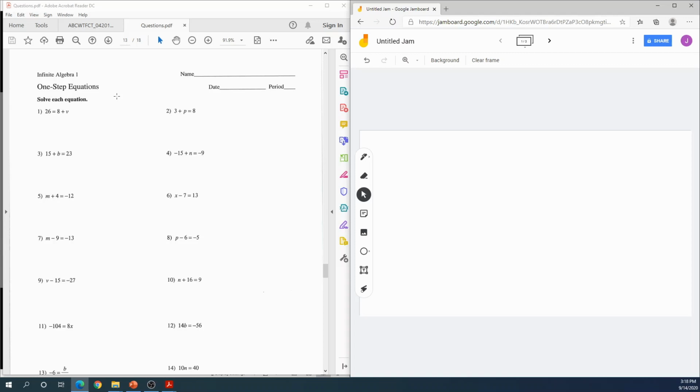Let's take a look at number 5. Number 5 is m plus 4 is equal to negative 12. We will subtract 4 from both sides of the equation to isolate m. So m plus 4 minus 4, we get m is equal to minus 16.